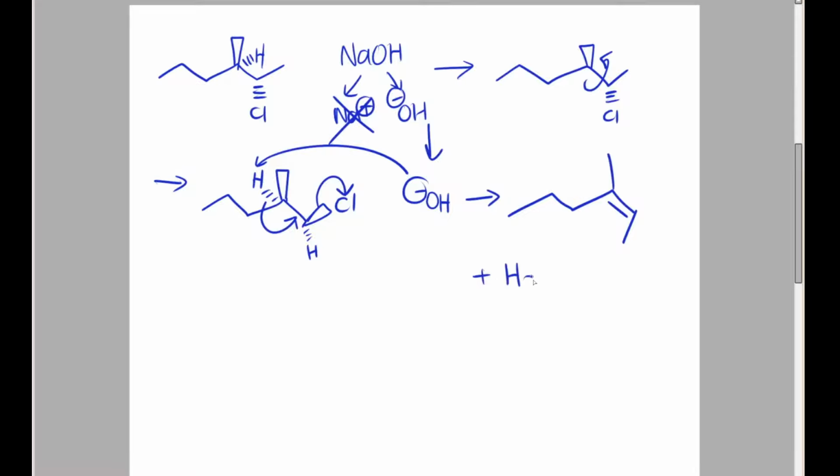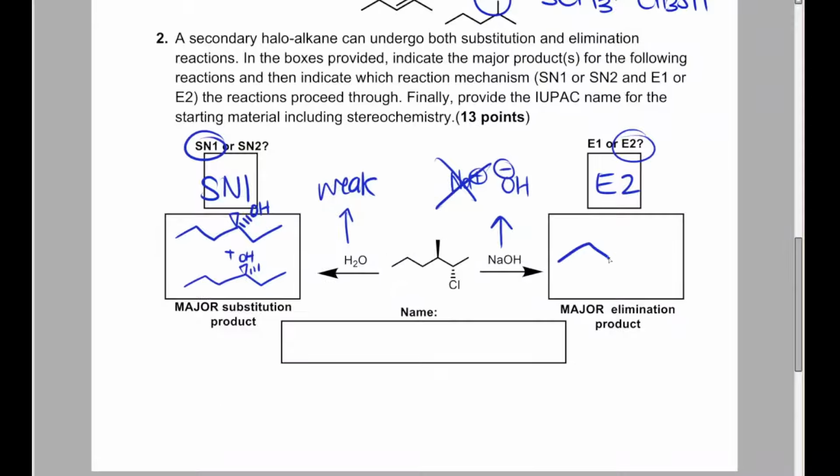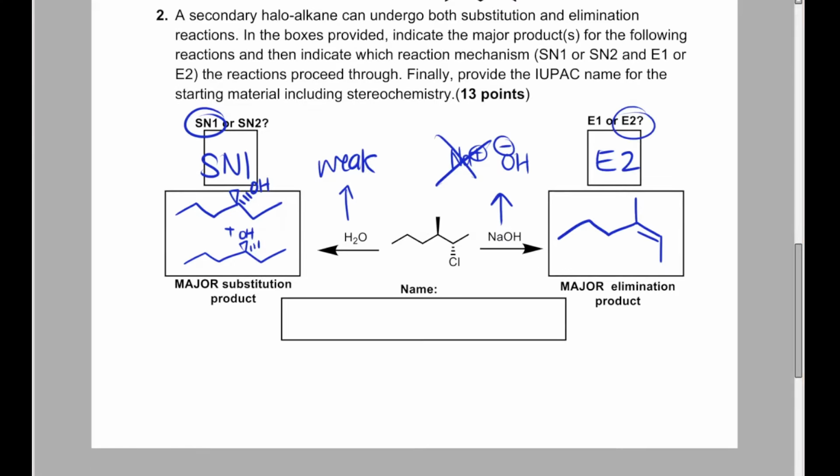And we're going to get H2O and Cl minus as a side product. So I'm going to draw that in. And that is the major elimination product for the reaction with NaOH. Now we can name this precursor molecule.